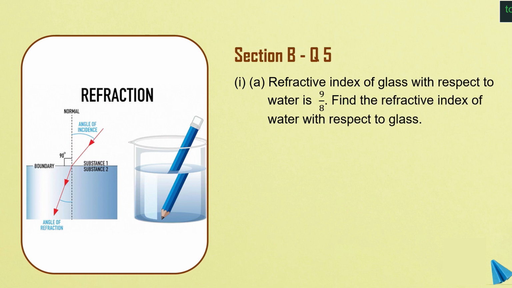Let's have a look at the next question, that is section B, question number 5, first part. The A part says the refractive index of glass with respect to water is 9/8. Find the refractive index of water with respect to glass.